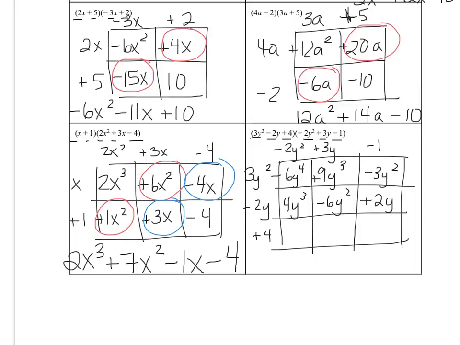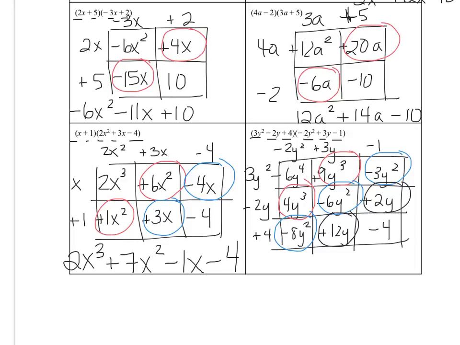4 times negative 2y squared, that's negative 8y squared. 4 times 3y, that's 12y. 4 times negative 1, that's negative 4. So now let's look for some like terms. I've only got one term that is a y to the fourth. I see 2 terms that are y to the third power. I see 3 terms that are y to the second power. And then I see 2 terms that are just y's.